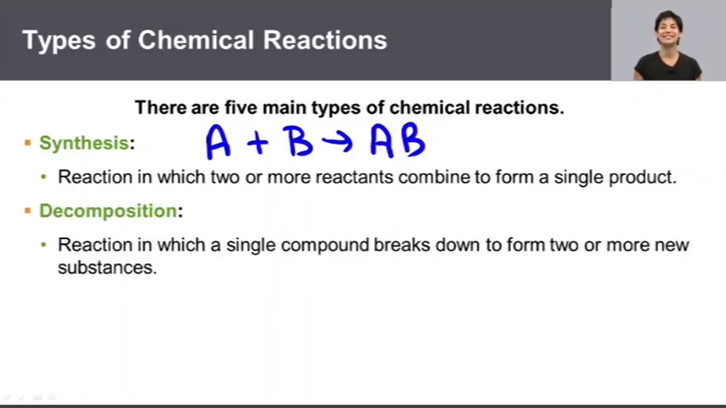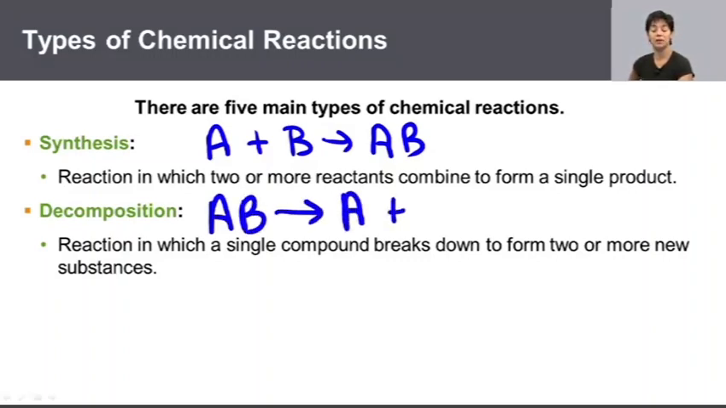The next one is decomposition, and it's the direct opposite of synthesis. It's where things come apart. We've heard that word decompose before. So this is a reaction where we have a single compound breaking into multiple products, or its component pieces. It might look like this: AB forming A plus B. Okay?